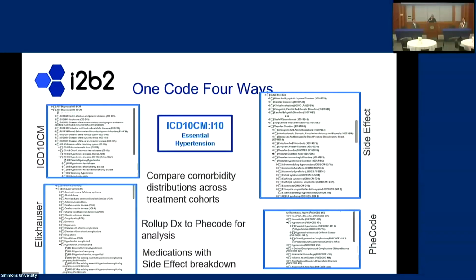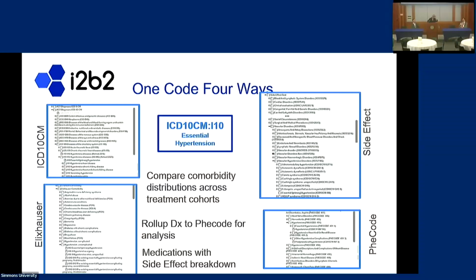It's good because, say you were doing some research on a cohort and you wanted to compare different treatments for that same cohort, you would be able to use the Elixhauser comorbidity index to look and see, if I'm treating with treatment A versus B, how do the comorbidities in those groups look different?